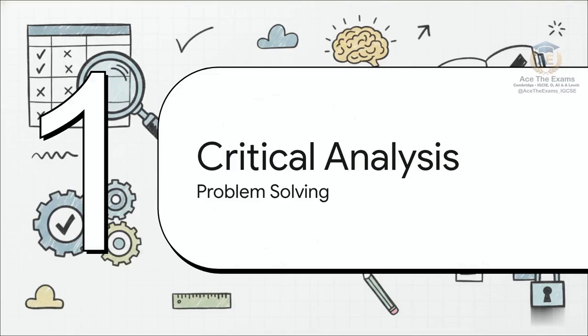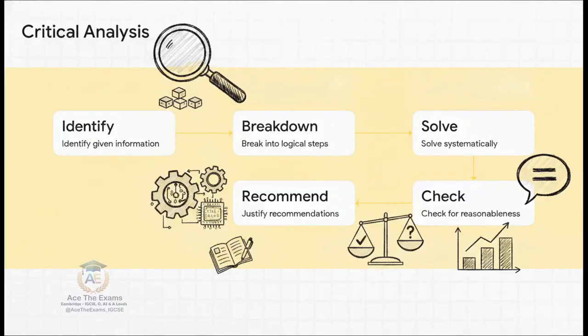Let's bring it all together now in Section 5, Deconstruct, Solve, Evaluate. This is your ultimate problem-solving loop for those tricky, higher-order assessment objectives. If you want to successfully evaluate alternatives and compare approaches, this is the exact sequence you need to execute. Step 1. Identify the given information. Step 2, break the problem into logical steps. That's your algorithmic decomposition we talked about.